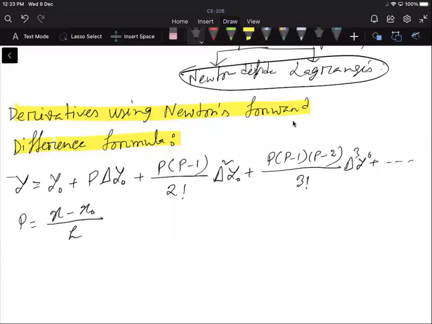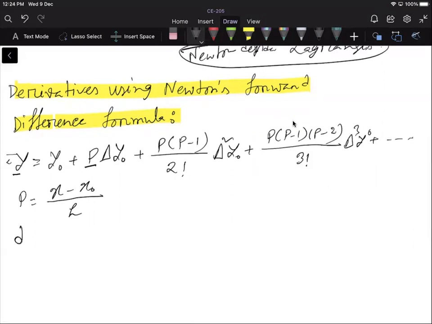Look at this equation. Our target is to find dy/dx for the first derivative, and for the second derivative, d²y/dx². Here we have a function y with respect to p, and p is also linked with x. So differentiating, we first need to do dy/dp.